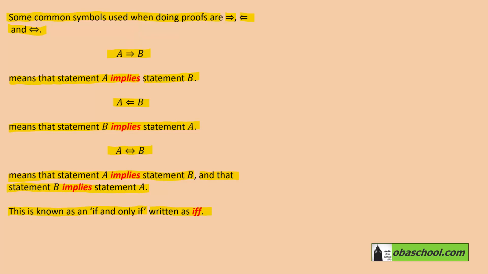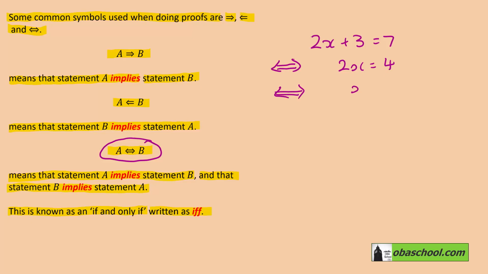Please note that this symbol should be used when solving equations. For example, 2x plus 3 equals 7. It implies in both directions then that 2x is equal to 4, which implies in both directions that x is equal to 2. So that works going this way, but it also works going the other way, which is why you should use the double-headed arrow.